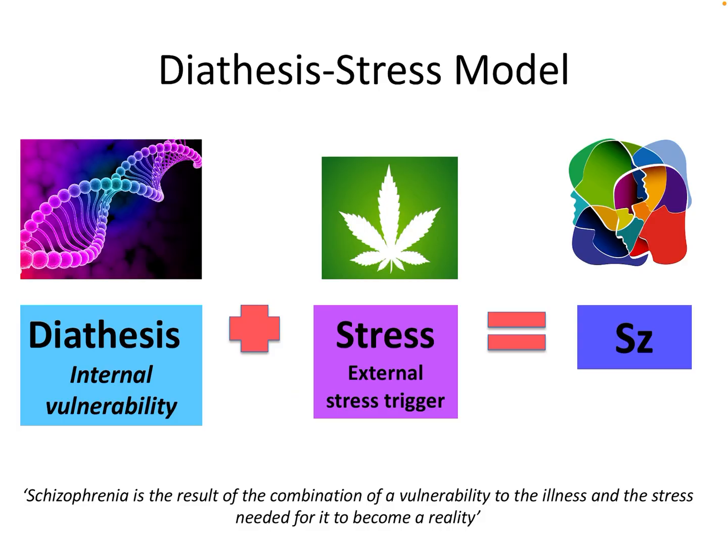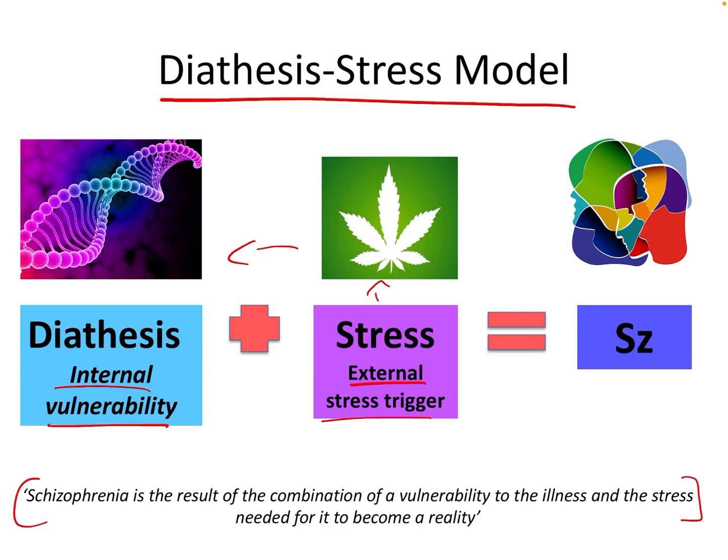So one way to present an interactionist approach is through this diathesis stress model. And this is a model that we've come across before in the A-level psychology course. Schizophrenia is basically perceived as resulting from the combination of some sort of biological or internal vulnerability, or biological factor, and some external stress trigger, the stressor. So schizophrenia is being seen as triggered or worsened when the environmental stressor, for example smoking cannabis, combines with some sort of biological diathesis or vulnerability. So the diathesis stress model of schizophrenia can be best summarized with this phrase here. Schizophrenia is the result of the combination of a vulnerability to the illness and the stress needed for it to become a reality.